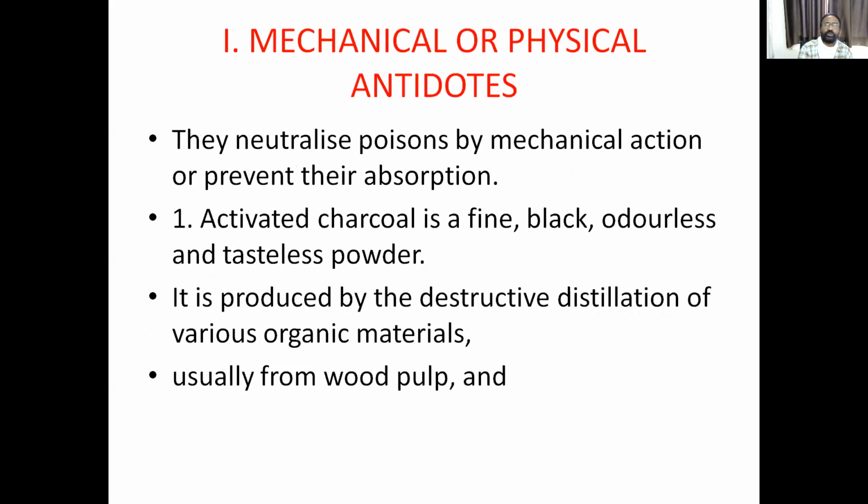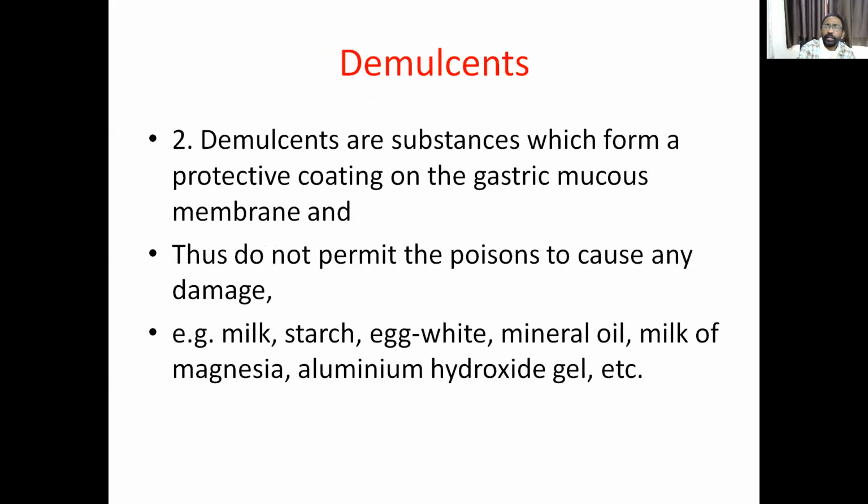So types of antidotes: mechanical or physical antidotes. They neutralize the poisons by mechanical action. Activated charcoal is a fine black odorless powder. This is a mechanical antidote. I told you all this. And demulcents are also mechanical antidotes. These demulcents are substances which form a protective coating around the mucosa of the stomach, and they protect the mucosa from the poisonous substance.